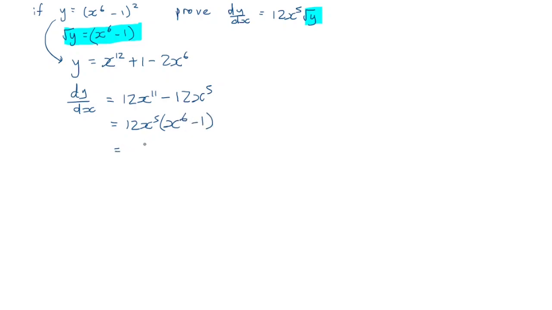And then at this point, because of the hard yards I put in earlier, with just that quick little noticing, I realize that this bracket is just root y. And by doing that, I've answered the question, and something that came to me as tricky and weird suddenly becomes quite a nice question.